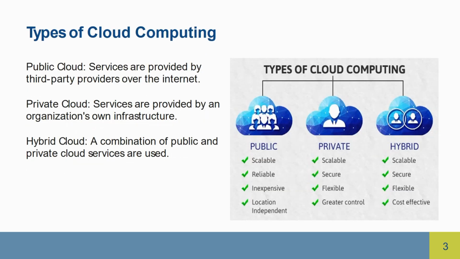Types of cloud computing. Public cloud. Services are provided by third-party providers over the internet. Private cloud. Services are provided by an organization's own infrastructure. Hybrid cloud. A combination of public and private cloud services are used.